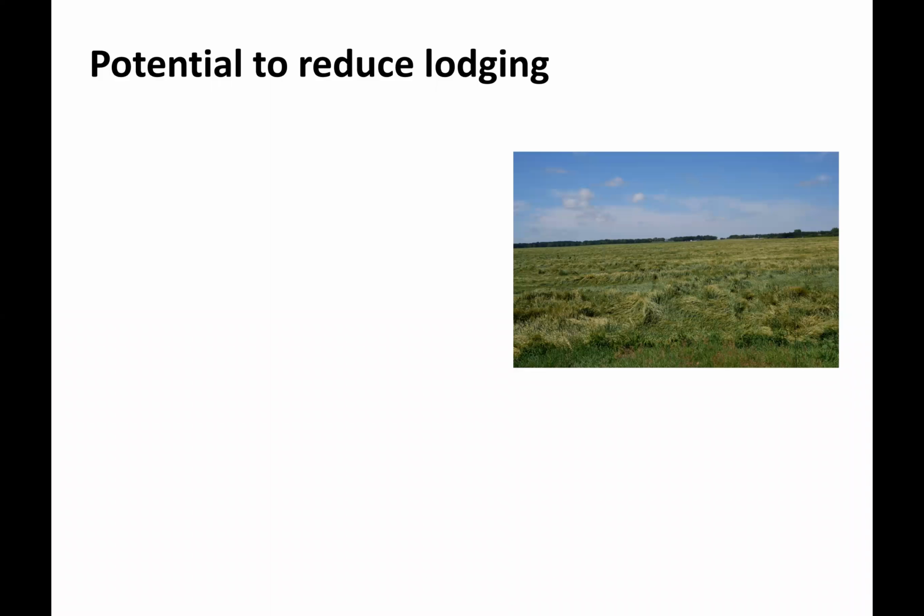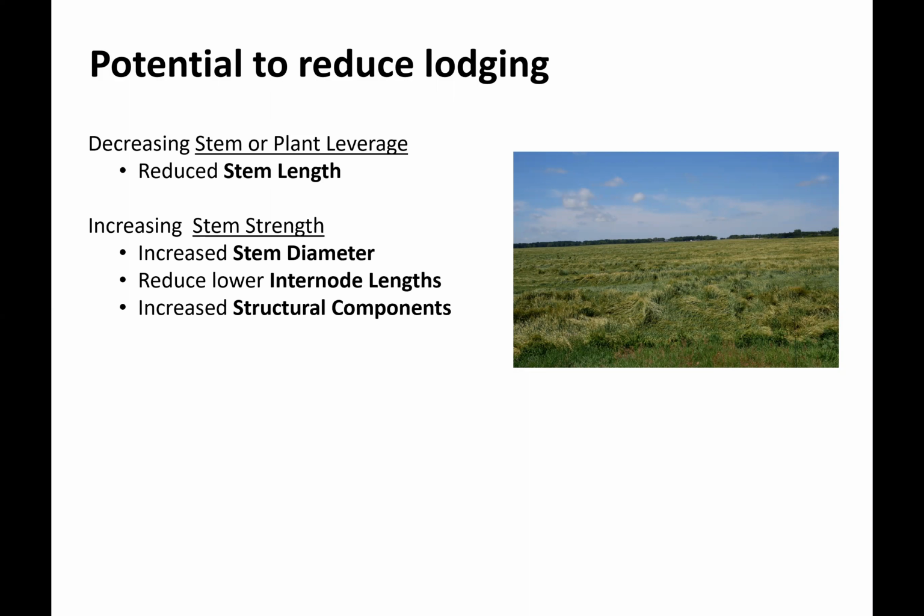There are ways that the plant morphology can be influenced to reduce the risk of lodging. So we can decrease the stem or the plant leverage, for example, by reducing that stem length. We can increase the stem strength. A few factors that influence stem strength include the stem diameter, the internode lengths at the lower part of the stem, as well as the structural components of that stem.